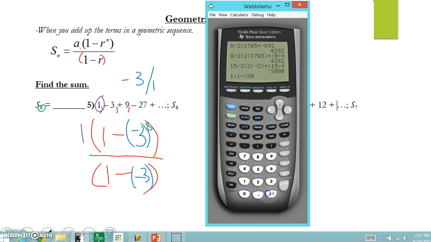Notice I'm putting -3 in parentheses. I'm putting the 8 outside of the parentheses, hitting the right arrow, and then closing the top parentheses. Then I divide by, and the lower one I start with the parentheses. And I get -1640.